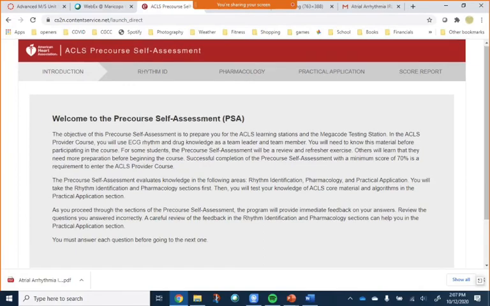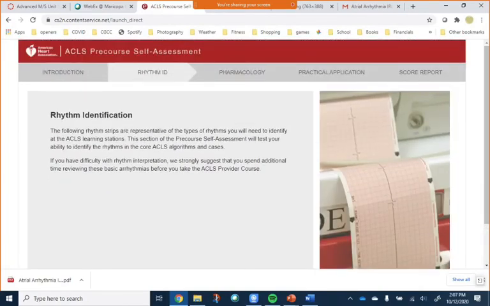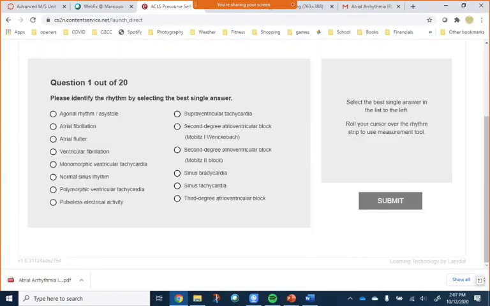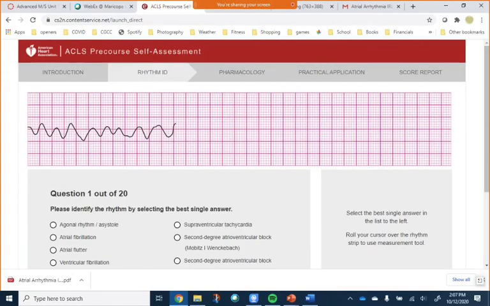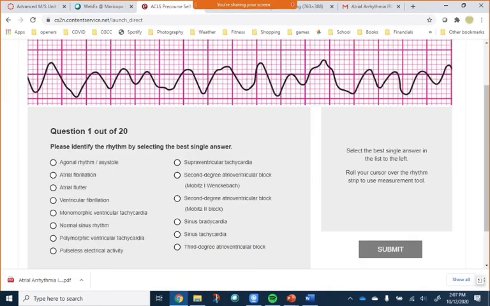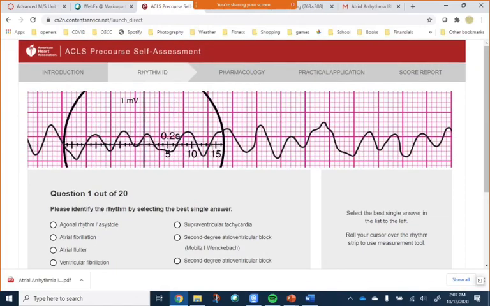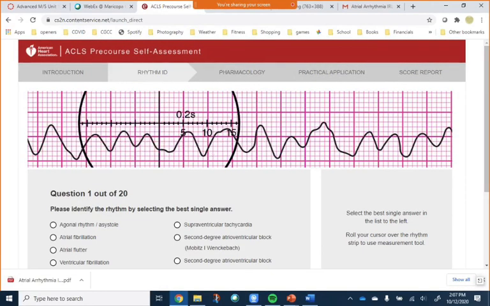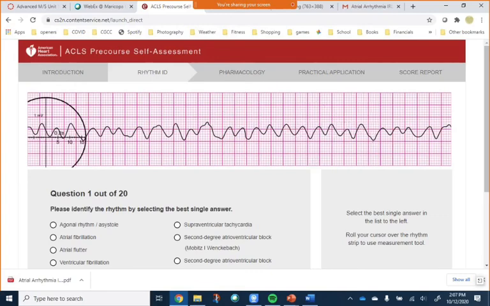The first part is rhythm ID, which I think is the only thing you need to do on this. But I like the fact that, one, it marches out a rhythm for you. This rhythm just keeps going. If you click on it, it will freeze and blow up so that you can take a look. And these are little calipers that you can measure with. So it will freeze the rhythm here for you and let you take a look at it.